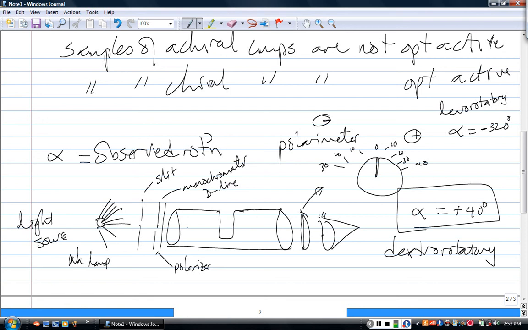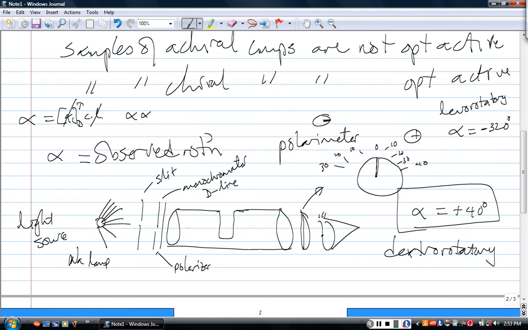So I had a sample that I ran initially, and I turned my dial to the right and I got a bright spot at plus 40. But somebody else next to me is doing the same experiment, and their instinct is to go counterclockwise, and they get minus 320. Who is right? Here's what we'll do. We know that alpha is equal to alpha TD times C times L. So that's a constant, right? And in a given polarimeter, that's a constant. And as I said, in most polarimeters, L is a constant.